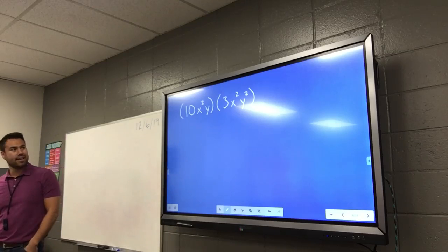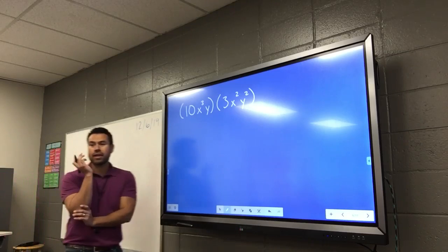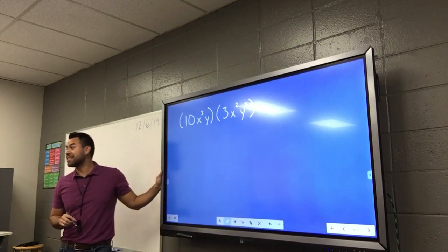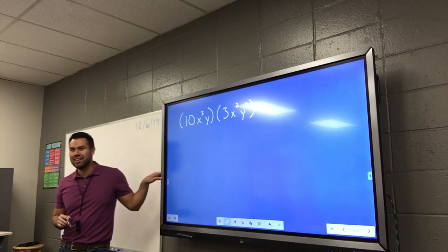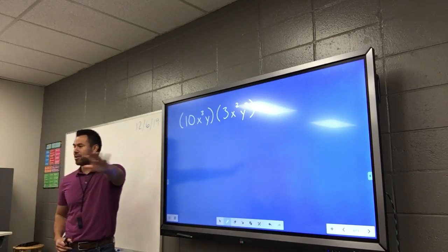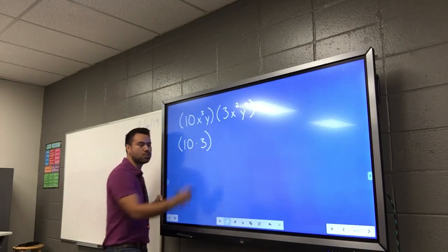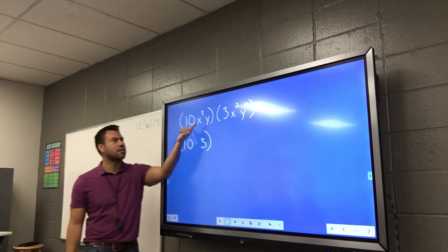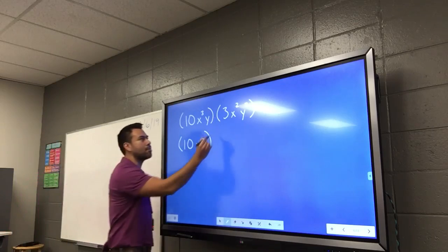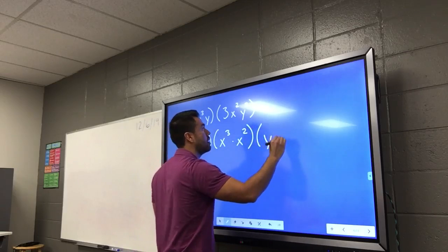10x cubed y times 3x squared y squared. So I want you to multiply those two together. Okay, I'm going to work it out using the properties, and then I'll show you how you can do it on your own. Isn't this just... You're just multiplying everything, aren't you? So does it matter the order? No. I'm going to multiply the coefficients. Do you remember that term, coefficients? Yeah. So the numbers, or you can even say the big numbers of a term. Then I'm going to multiply the x variables, and then I'll multiply the y variables.